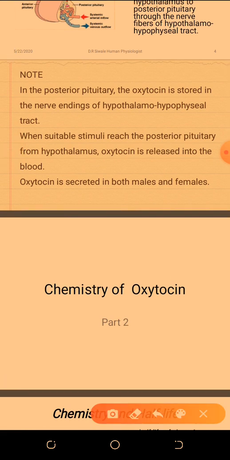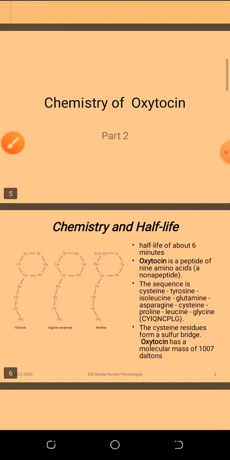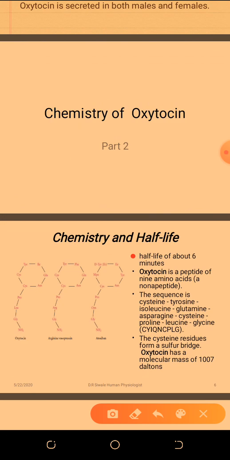Away from the introduction, let's look at the chemistry of oxytocin. Oxytocin has a half-life of 6 minutes. We know what half-life is. This is the time required for a quantity of oxytocin to reduce to half of its initial value. Half-life is used in nuclear physics, but we can also use it in pharmacokinetics, in pharmacology. As a pharmacokinetic principle, half-life is defined as the time it takes for the concentration of the drug in the plasma or the total amount in the body to be reduced by 50%. So oxytocin is 6 minutes.